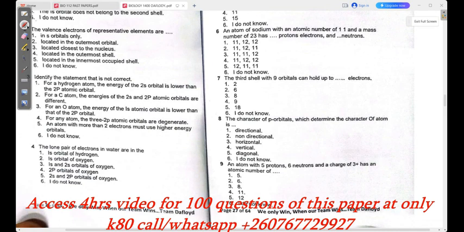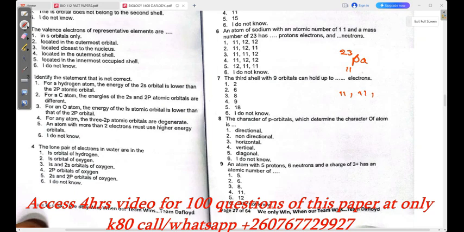Then question 6. An atom of sodium with an atomic number of 11 and mass number of 23 has dash protons, electrons, and neutrons. So we have sodium. So they're saying that atomic number is 11. So atomic number is the same as proton number of 11 and mass number of 23. The number of protons is equivalent to electron number. Number of protons is the same as the atomic number, so 11. So we're going to have 11 protons. Electron number is also equal to the number of protons, another 11.